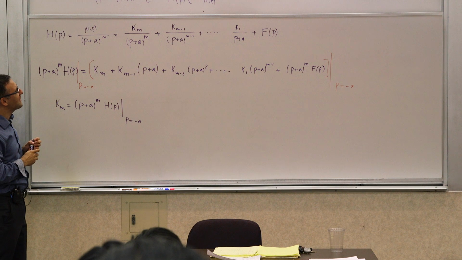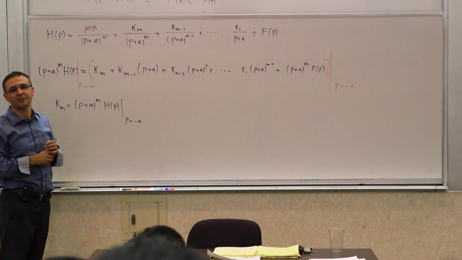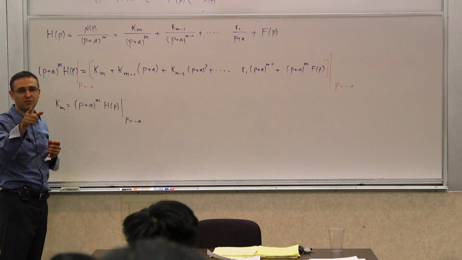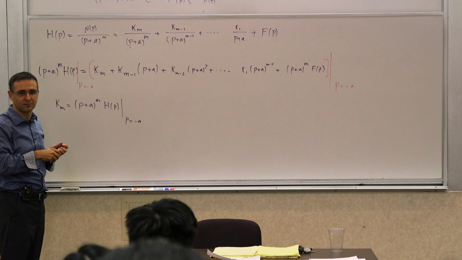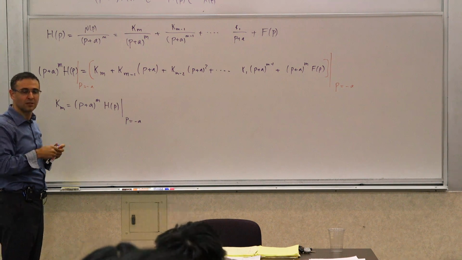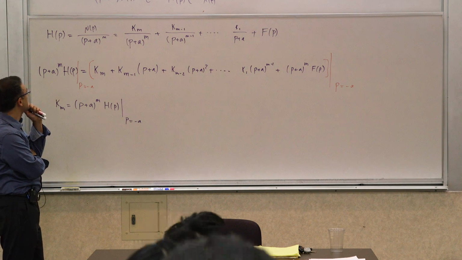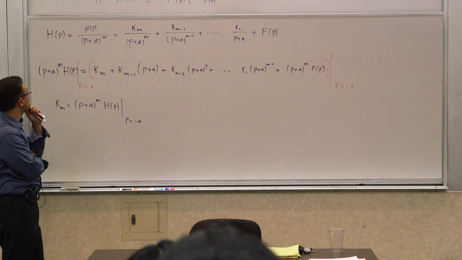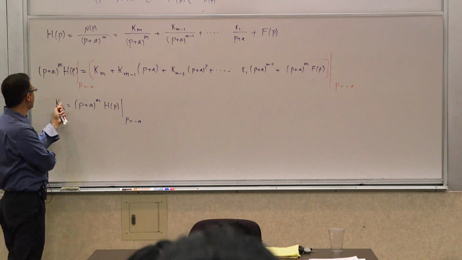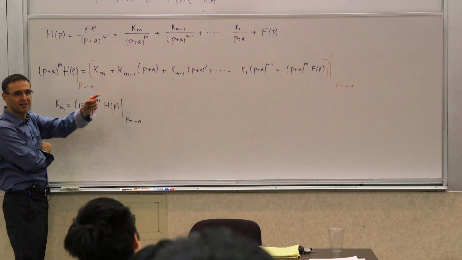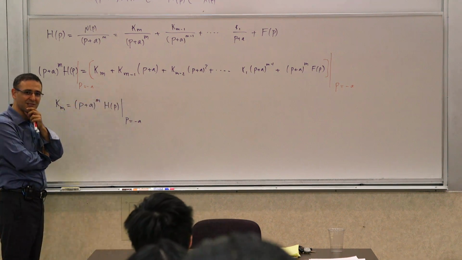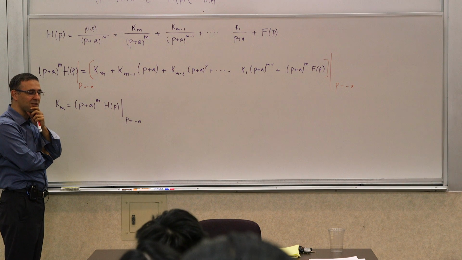So that's fine. How about Km minus 1? How do we calculate that one? Oh, you have a question? Yeah, go. Oh, you want to say the next one? It's okay. Go ahead. So you're saying subtract this from that, and then divide by p plus a to the n minus, well, yeah, basically.